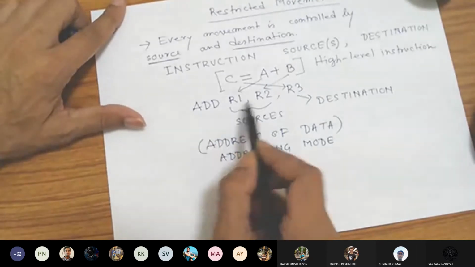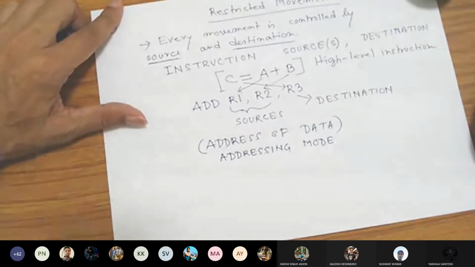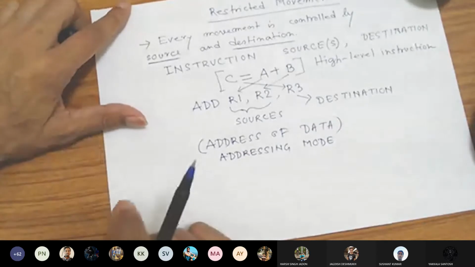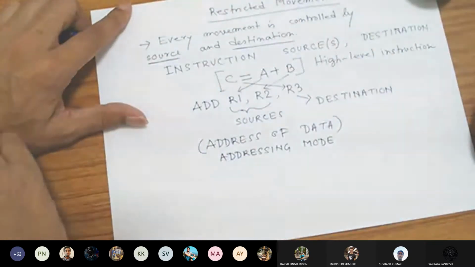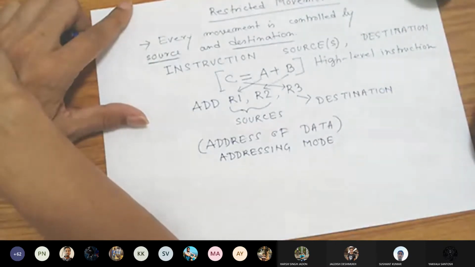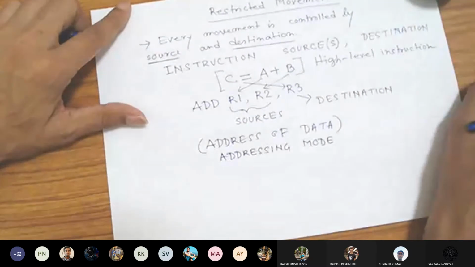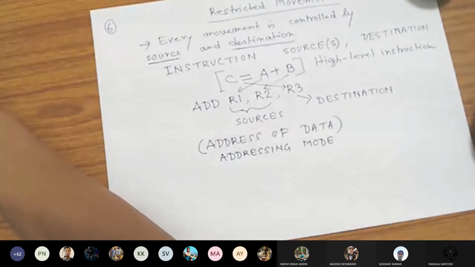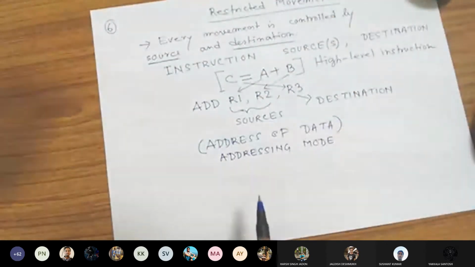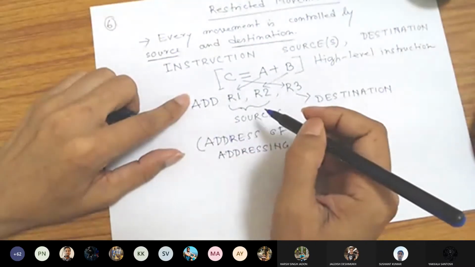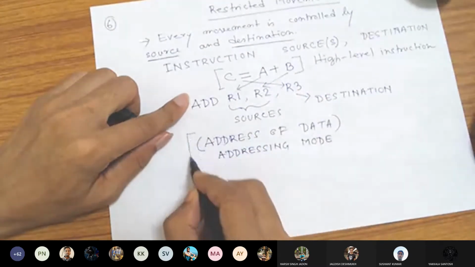And all the instructions, when they are designed, mention a specific addressing mode. Because without the addressing mode, you will not be able to find out the source. Now these addressing modes tell where the data is and where to store. So there are different ways of explaining where the data is. That is a part of addressing mode.